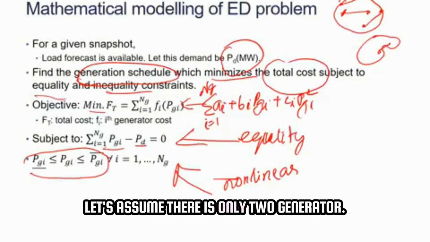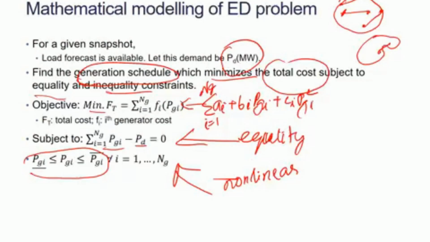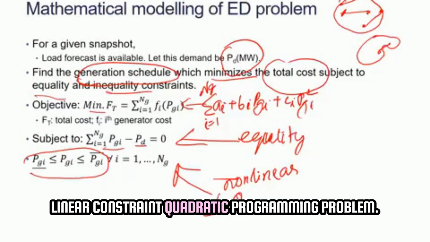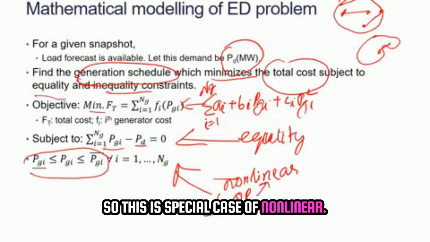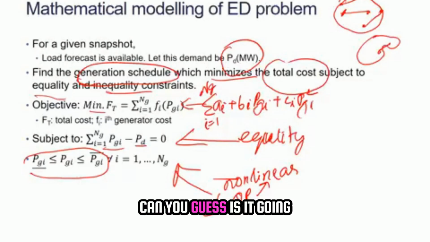Let's assume there are only two generators. Can you now visualize it? This is actually a special case also. You can say it's a linear constraint quadratic programming problem, because the objective is quadratic and the constraints are linear, right? So this is a special case of non-linear. It's okay, but you can still guess on convex and non-convex. Can you guess, is it going to be convex or non-convex?